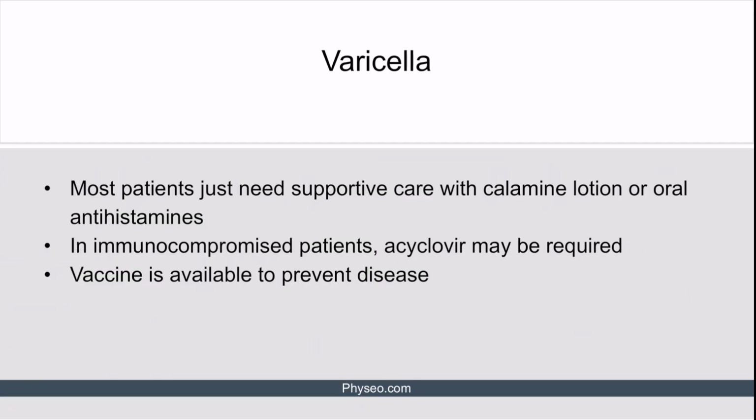Patients with varicella usually only require supportive care with calamine lotion or oral antihistamines to decrease the itching. However, in immunocompromised patients that experience more severe disease, acyclovir therapy may be required. Like measles and rubella, varicella is a pediatric exanthem that can be prevented with vaccination.